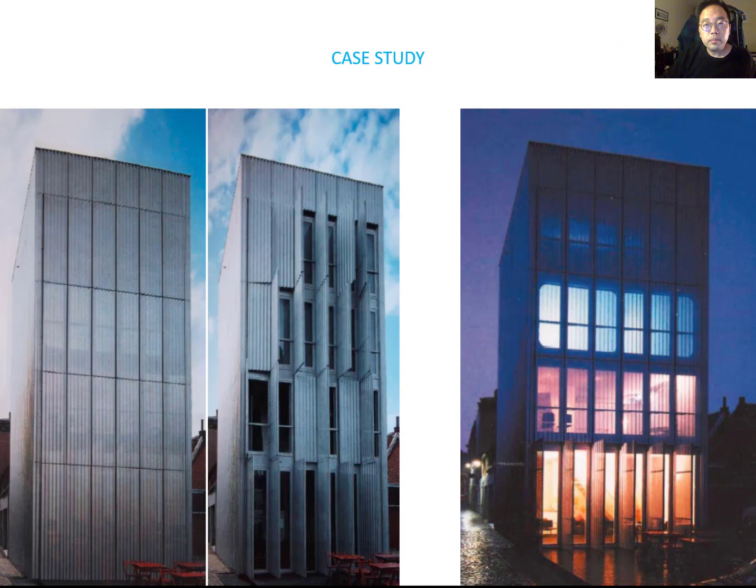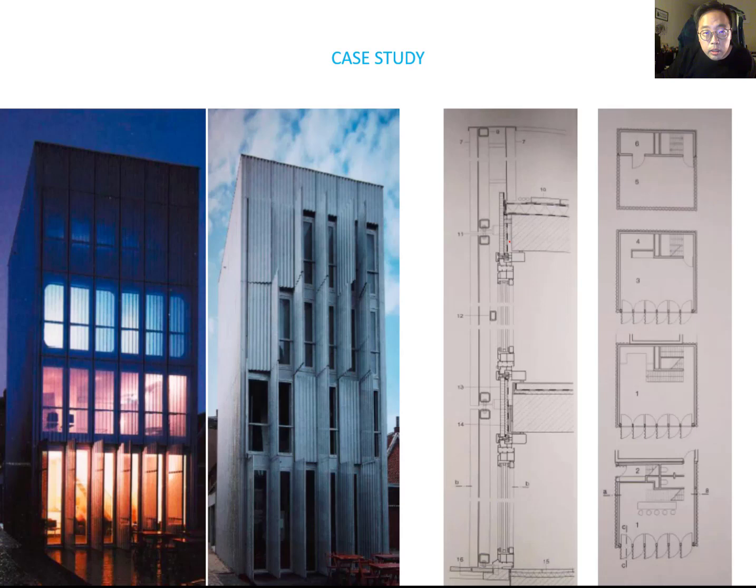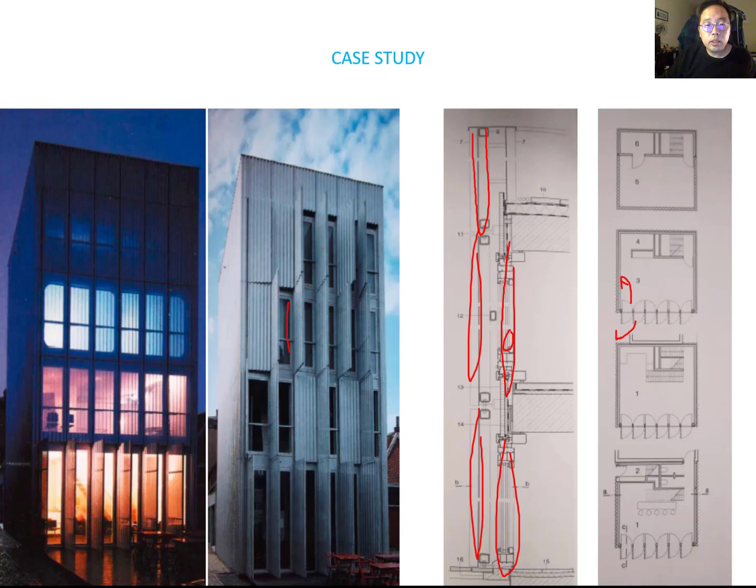They have a double skin system. Inside, they have a similar punched window detail here, but outside they have the corrugated metal panel. So this corrugated metal panel opens outside, and then the punched window opens inside. The punched window and the panel have the same size, so that's why they perfectly match the inside and outside layer to operate this system.